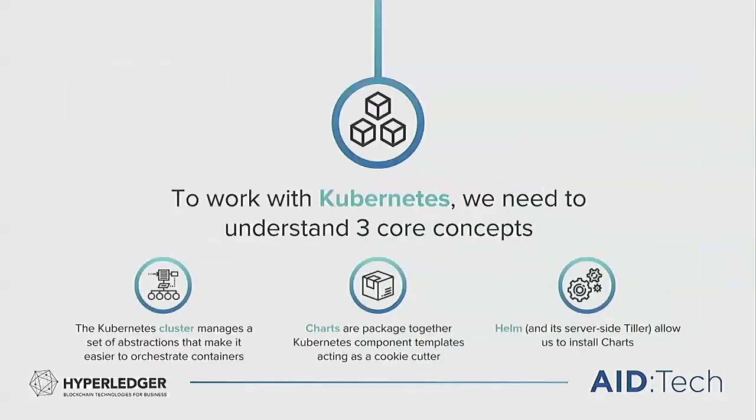To work with Kubernetes, we need to understand three core concepts. The first one is that there is a Kubernetes cluster composed of a number of servers. This might be physical servers living in your basement. They might be cloud servers, some virtual machines, basically. We also will talk a little bit about charts, which are packages that pack together a set of Kubernetes resources and allow you to easily deploy an application made of different subcomponents. And Helm and its server-side tiller component allows you to install these packages or charts.